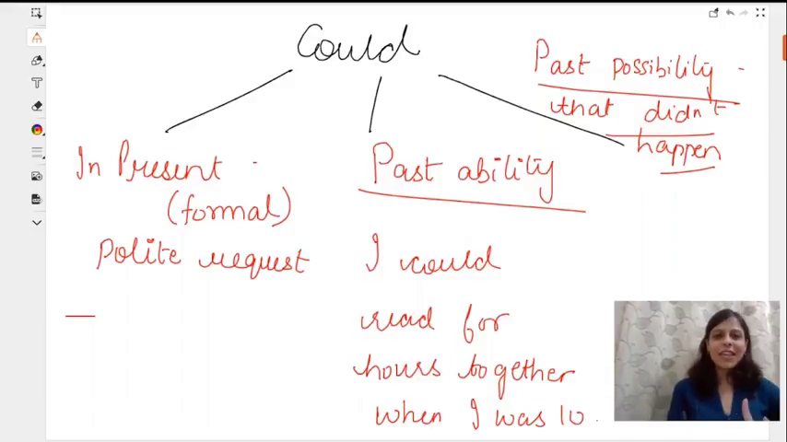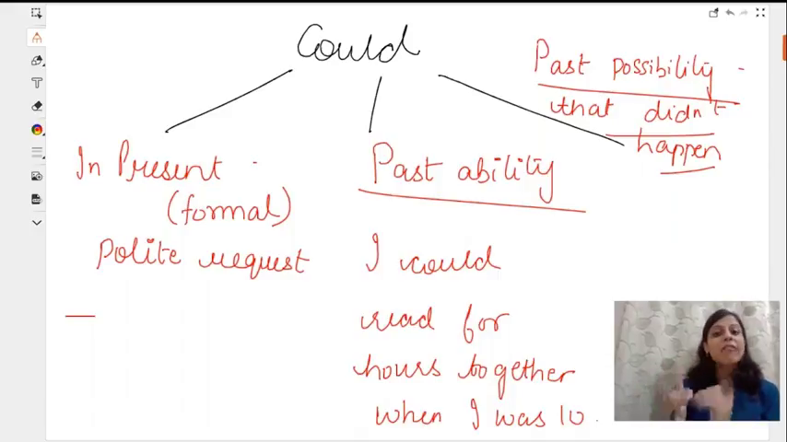The very first case is when you have to make a very polite request. It's more in a formal tone, right? Could you do this? Could you please do this? Could you please help me with this? Right? There's this case where I use a modal that's could.